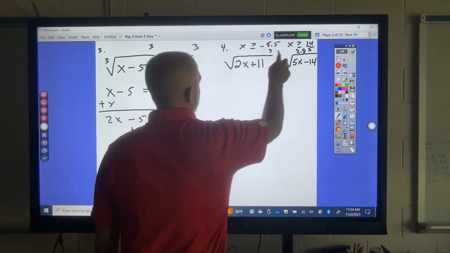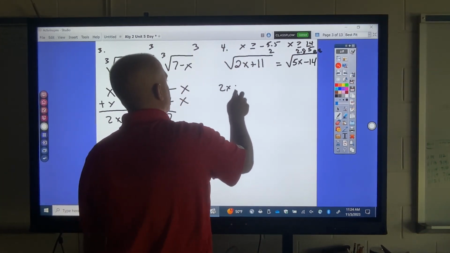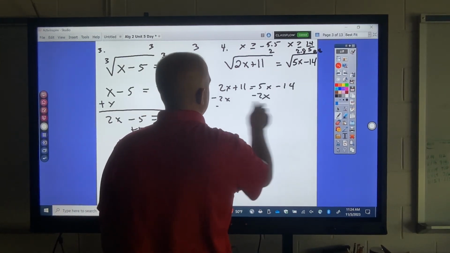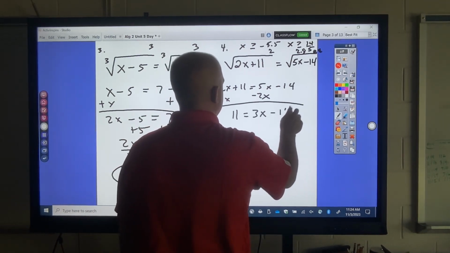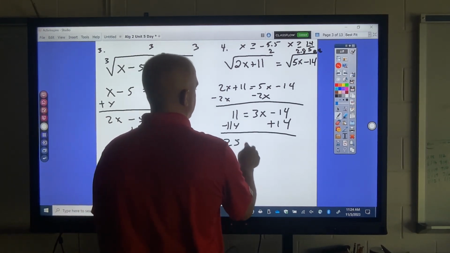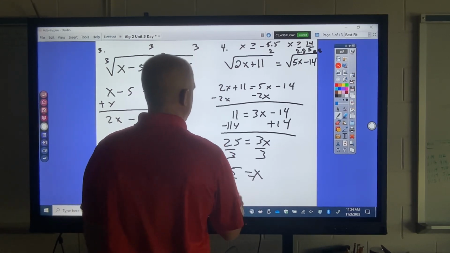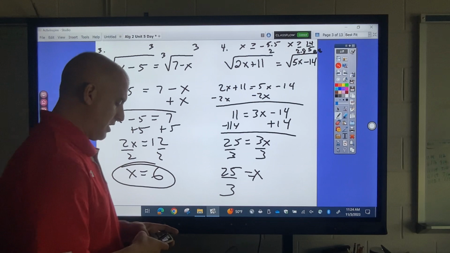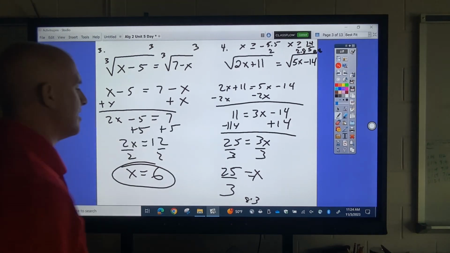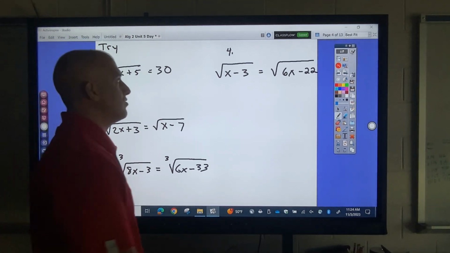So if I go and square both sides, this is going to be 2x plus 11 equals 5x minus 14. I would subtract 2x, that's 11 equals 3x minus 14. Add 14. I've got 25 equals 3x. Divide by 3, I get x equals 25 over 3. Now 25 over 3, just double checking, that's going to be 8.3. And so I'm in good shape there because anything I put back in there is going to be good. So that's going to be an answer there for that. Why don't you guys go ahead and try those.